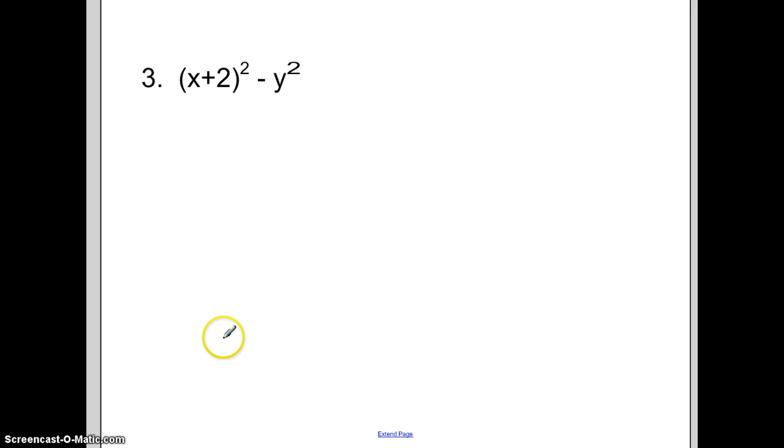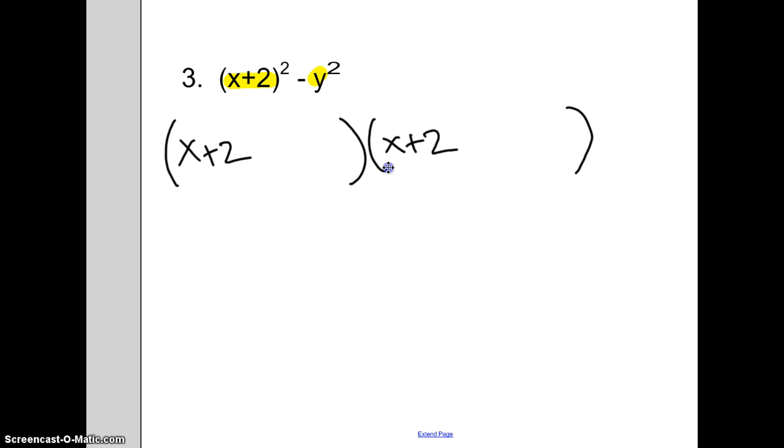Example 3. This is another difference of squares. This entire piece, the x plus 2, is squared, and the y is squared. So when we make our parentheses, I'm going to make them sort of big this time. The x plus 2 is going to be first, and I write it in both places because x plus 2 times x plus 2 is x plus 2 squared. And then the y is going to be second.